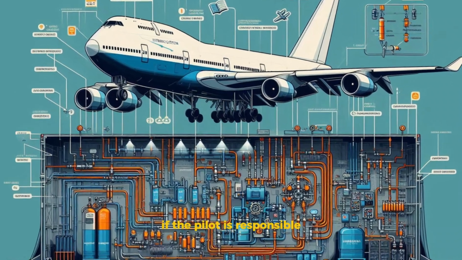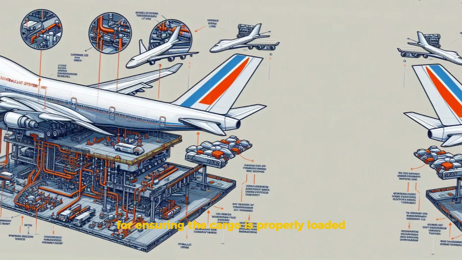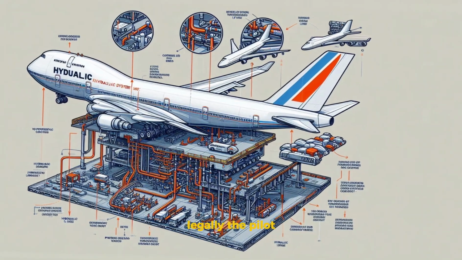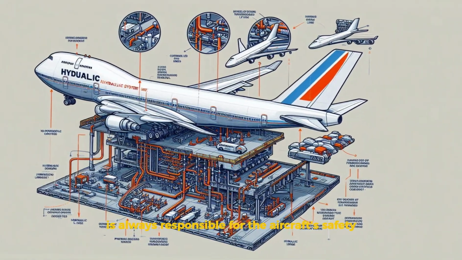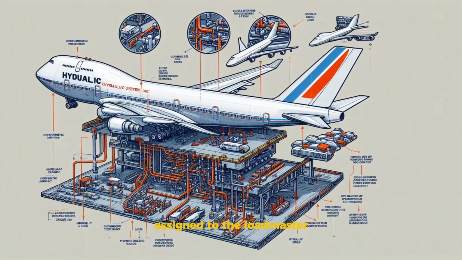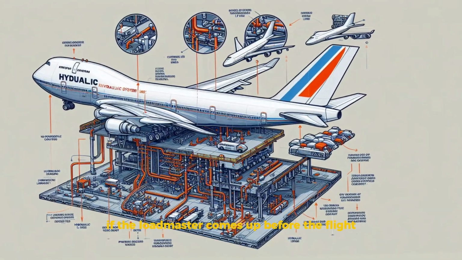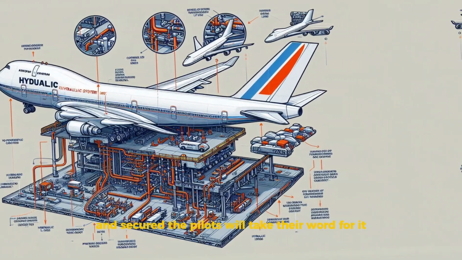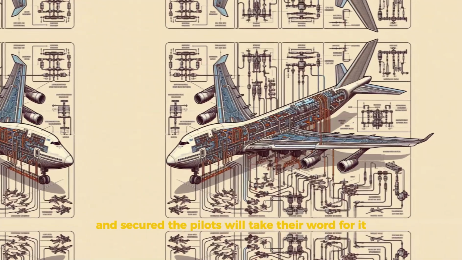Now you may wonder if the pilot is responsible for ensuring the cargo is properly loaded and secured. Yes, legally, the pilot in command is always responsible for the aircraft's safety. However, this type of responsibility is assigned to the loadmaster. If the loadmaster comes up before the flight and says they're satisfied with how the aircraft is loaded and secured, the pilots will take their word for it.